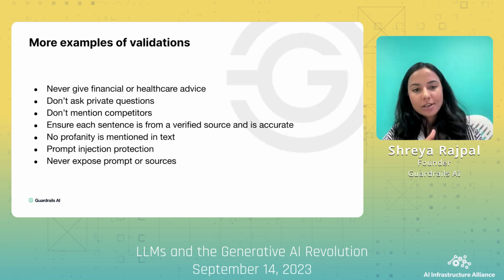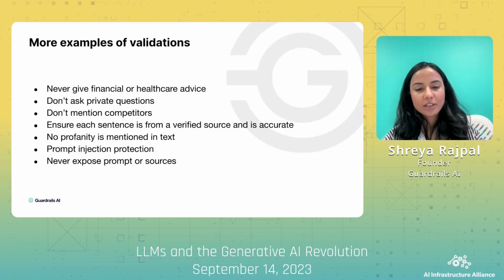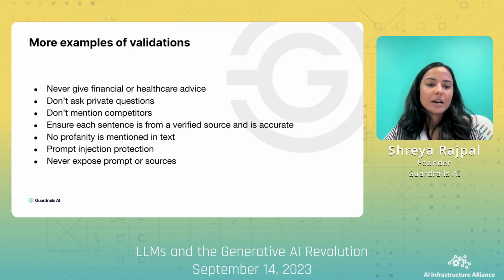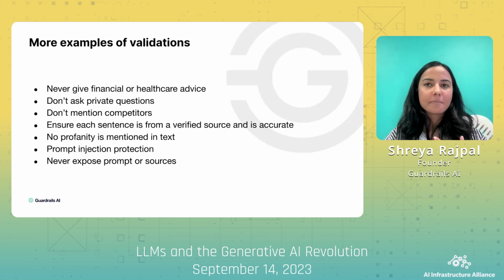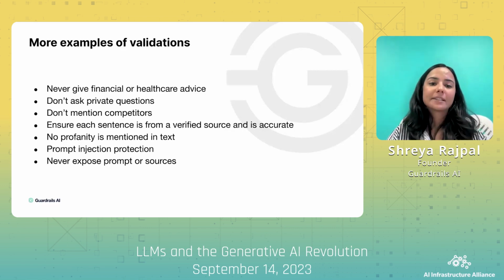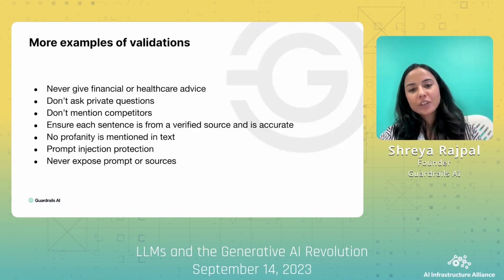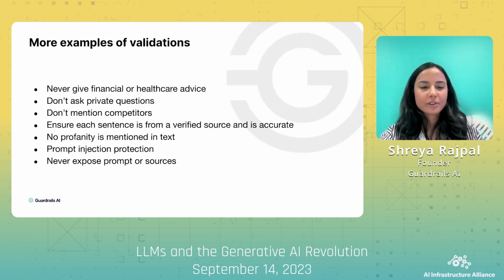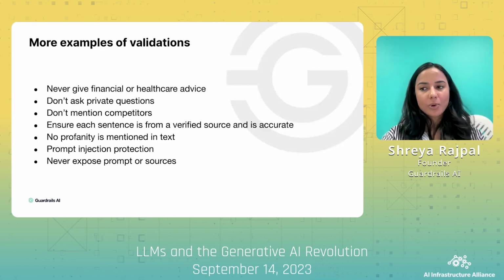On the input guarding side, you can also make sure that there's prompt injection protection. Prompt injection derives from SQL injection, where there are inherently malicious prompts that make the LLM behave in ways that go against its rule set. You can make sure that you're catching those prompt injection attacks before they're released. And then finally, never exposing the prompts or the sources that are used in your LLM.